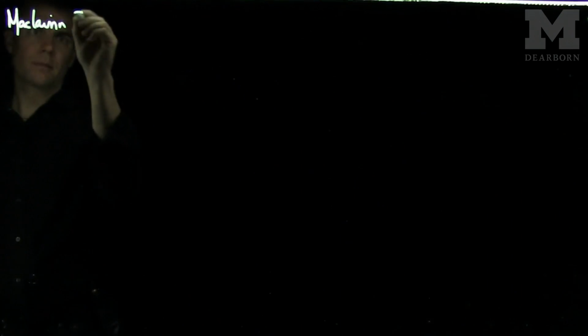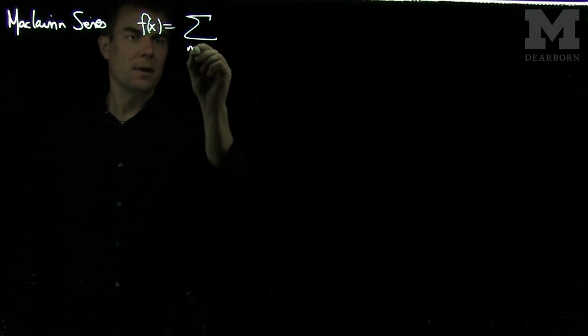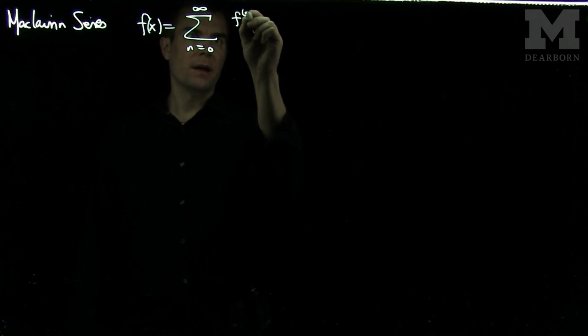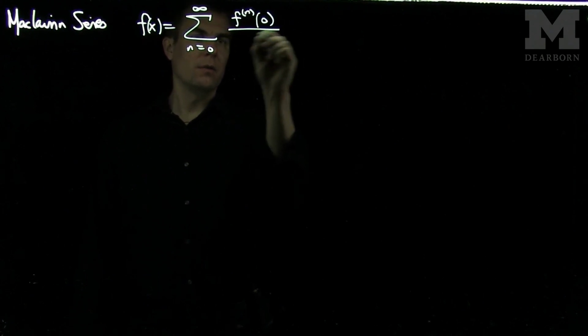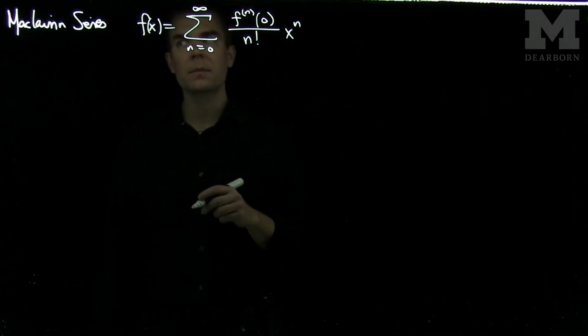Hello students, in this video we'll see the derivation of the Maclaurin series of e to the x. So our Maclaurin series has the form f of x is the sum, n goes from 0 to infinity, of f^(n)(0) over n factorial times x to the power n.